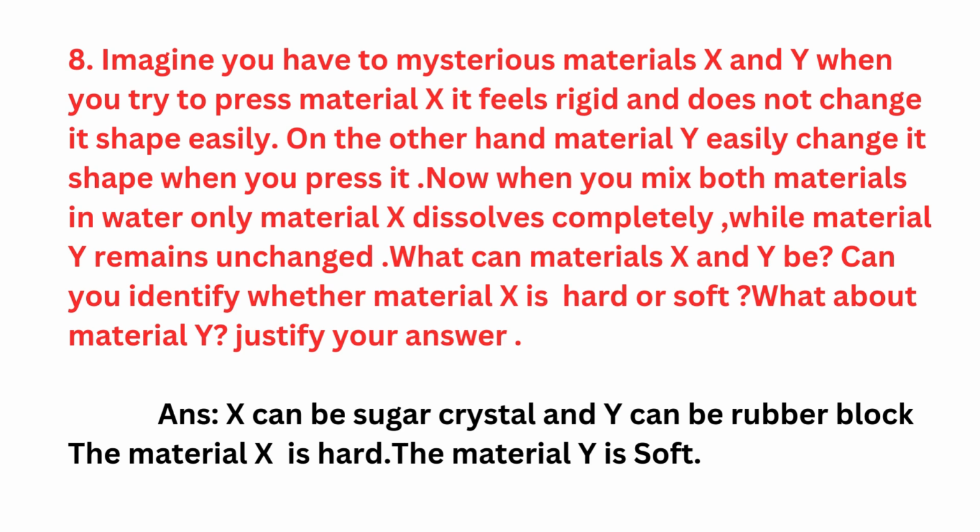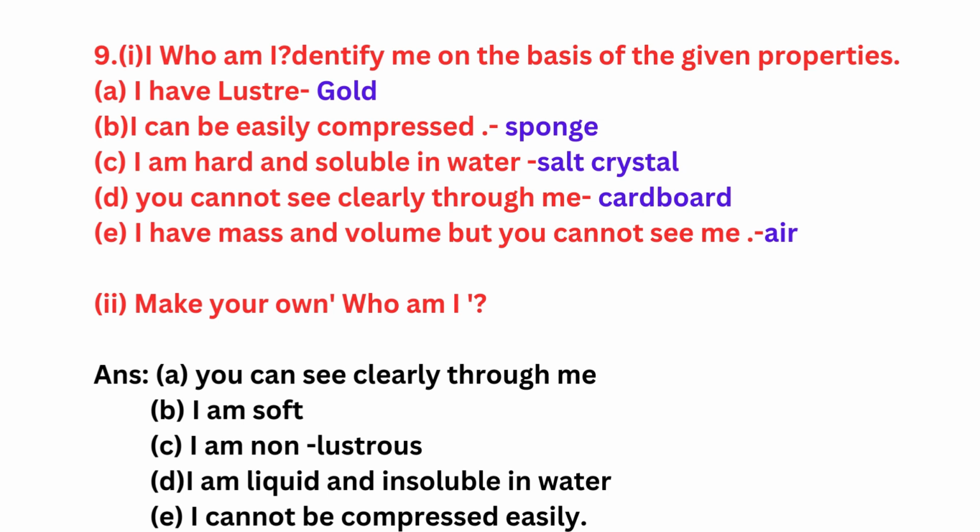Question number 9. Who am I? Identify me on the basis of the given properties. A. I have lustre. Answer, gold. I can be easily compressed, sponge. I am hard and soluble in water, salt crystal. You cannot see clearly through me, cardboard. I have mass and volume, but you cannot see me, air.